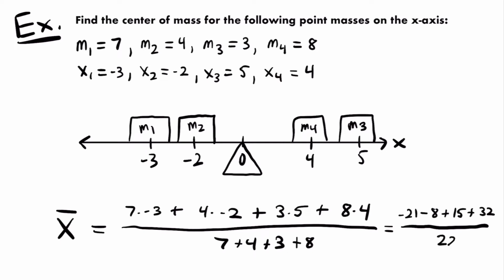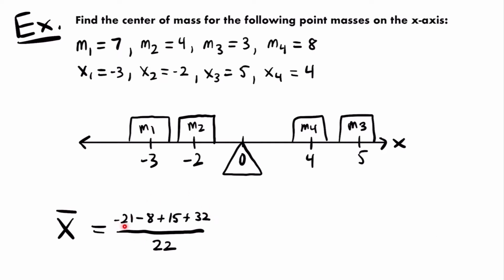So we have 22 in the denominator. All right, and so if I clean up my work a little bit, we can simplify this. Negative 21 minus 8 will be negative 29. So this is equal to negative 29 plus 15 plus 32 is 47. And so we'll have 47, and that will be divided by 22.